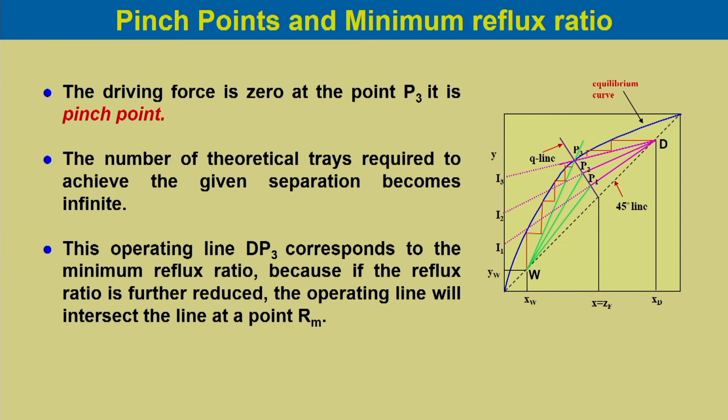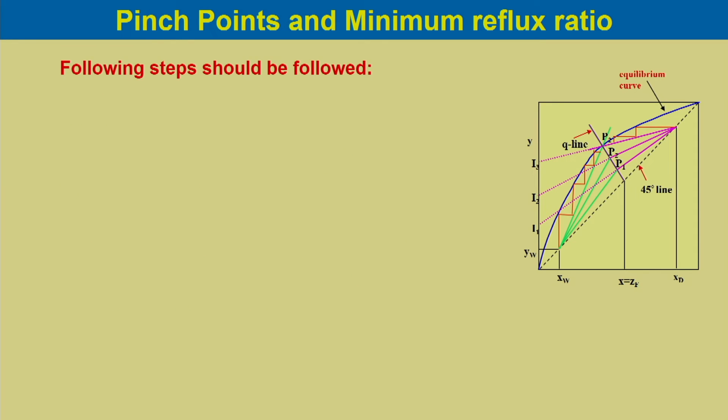This operating line dP3 corresponds to the minimum reflux ratio, because if the reflux ratio is further reduced, the operating line will intersect the line at point Rm. Now, what would be the procedure by which we can find the pinch point and the minimum reflux ratio?